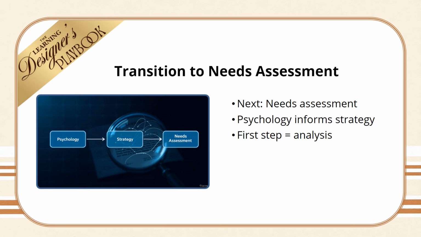As we wrap up this section, it's time to look ahead. The first major step in applying strategy is needs assessment. This is where we analyze organizational goals, identify skill gaps, and plan resources. Psychology continues to play a role here because understanding learners helps us ask the right questions and interpret the right data. Needs assessment ensures that training design isn't based on guesswork, but on real evidence.